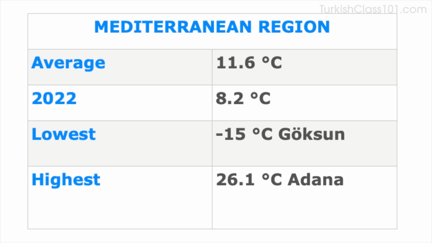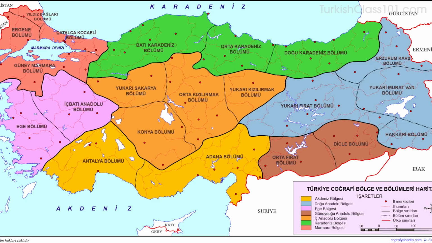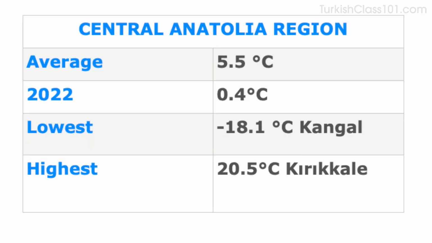Mediterranean region. The average temperature is 11.6. It was 8.2 in 2022. The lowest temperature was minus 15 in Göksun. The highest temperature was 26.1 in Adana. Central Anatolia region. The long-term average temperature is 5.5. It was 0.4 in 2022. The lowest was minus 18.1 in Kangal and the highest temperature was 20.5 in Kırıkkale.